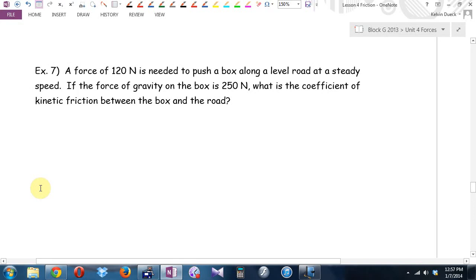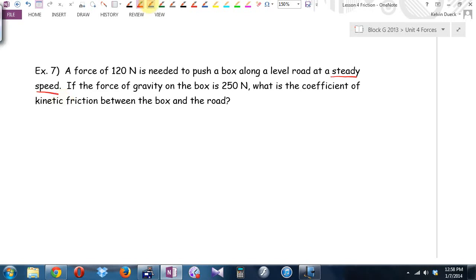Example 7. A force of 120 newtons is needed to push a box along a level road at a, that's an important word there, steady speed. If the force of gravity on the box is 250 newtons, what's the coefficient of friction between the box and the road? You know what this question is asking? It's asking us to find mu, the coefficient of friction.